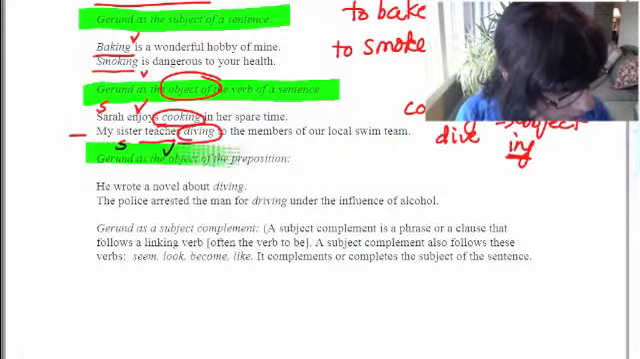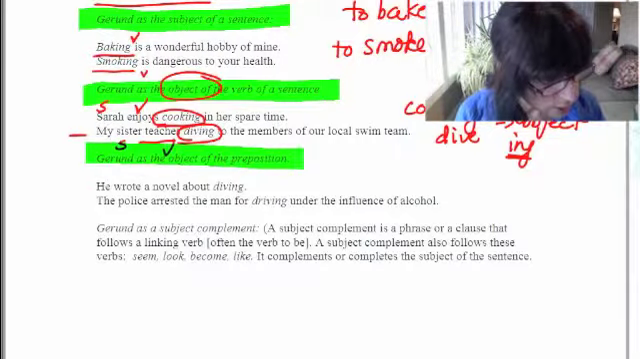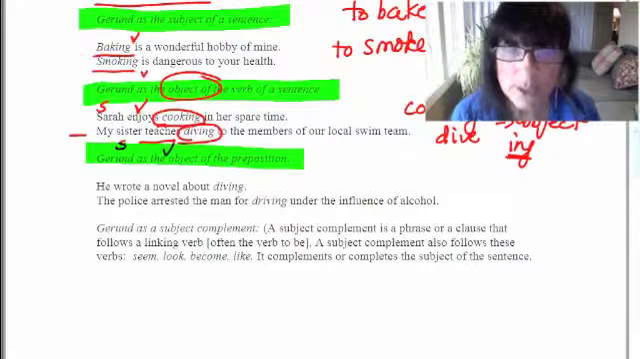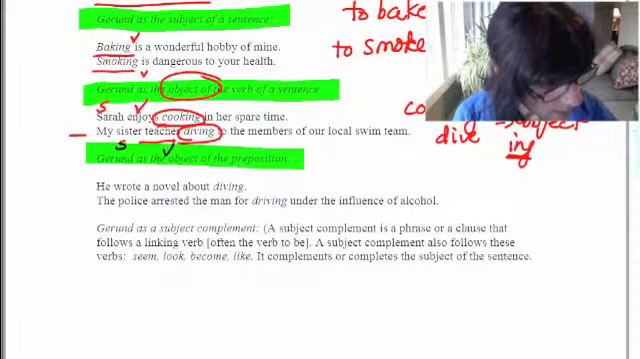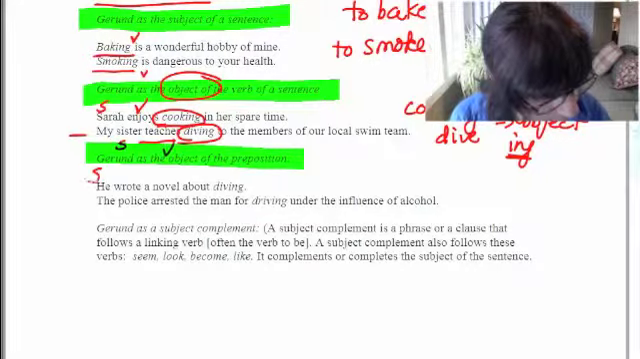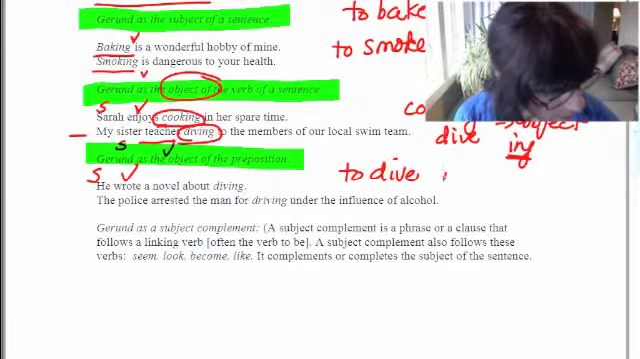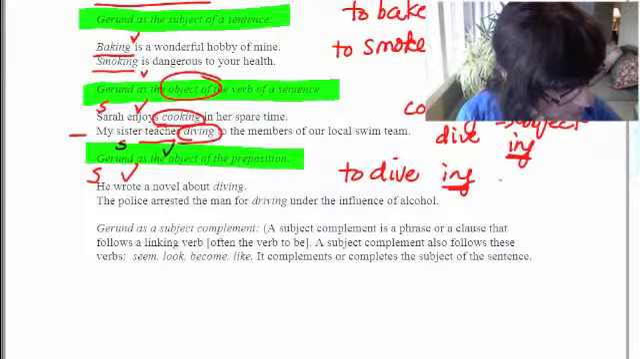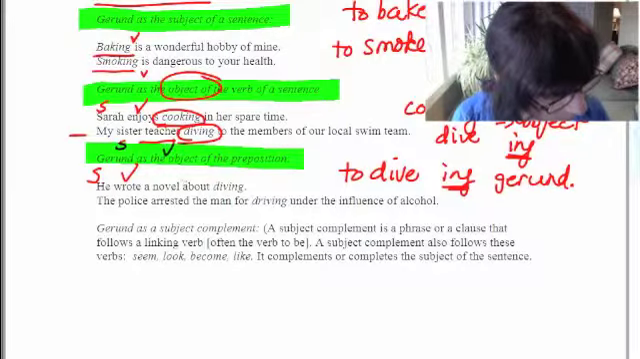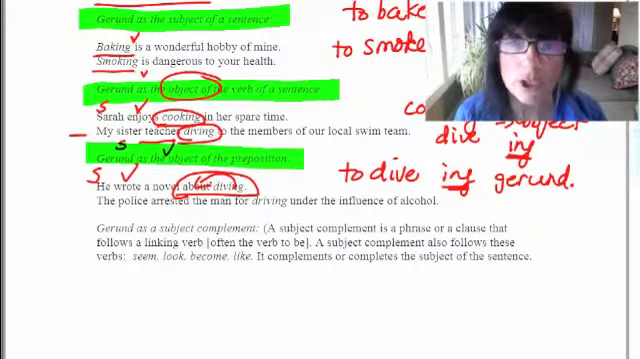As well, a gerund can be used as the object of a preposition. Again, I have a video on prepositions if you don't understand what prepositions are. In this example, he wrote a novel about diving. He is the subject, wrote is the verb, so diving is no longer the verb. It comes from the verb to dive, but again, it ends in ing, so it's called a gerund. And here's your preposition, about. So this is called a prepositional phrase. So diving becomes the object of the preposition about.